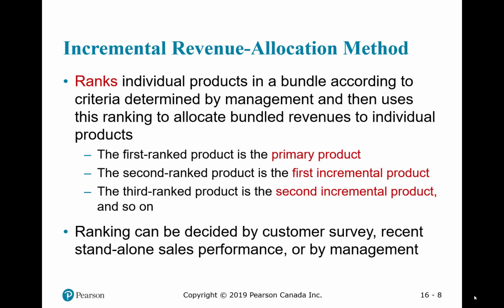In the incremental approach, in contrast, we are going to rank the products themselves that are in the bundle. And again, you could use a number of different criteria for this, but quite often a customer survey is used to say, okay, which one are you really paying for? Like, is there a reason that you're paying this much money for this bundle? Which product most interested you? And then based on that, you could then rank the products and say the ones that are highest ranked should get the most revenue. Some key definitions there: they call the first ranked product the primary product, the second ranked product the incremental product or the first incremental product, and so on.